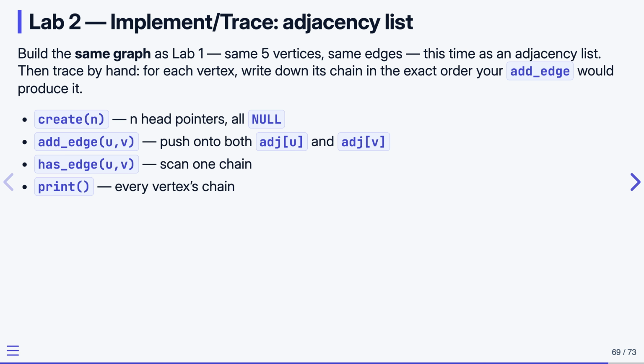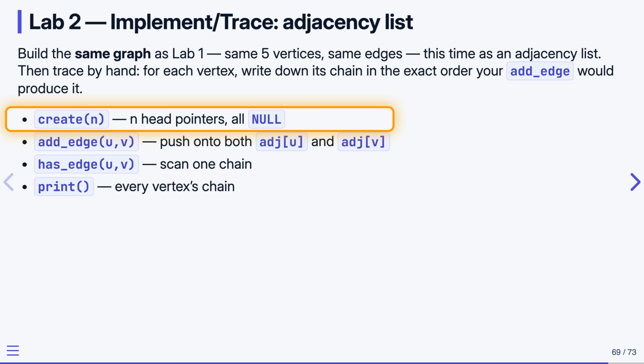Lab 2. Build the same graph as Lab 1, the same 5 vertices and the same edges, but this time as an adjacency list. Then trace it by hand. For each vertex, write down its chain in the exact order your addEdge would produce it. Give it a try before the solution.